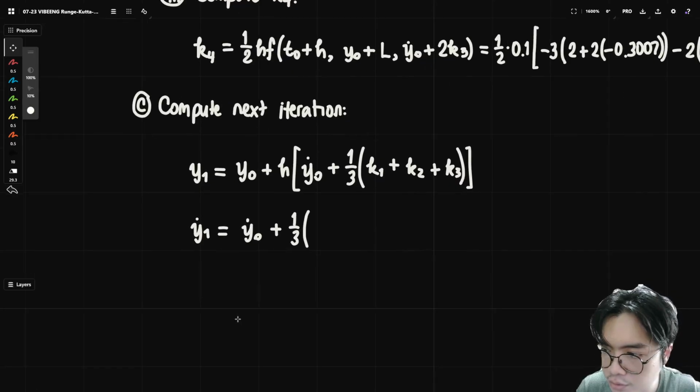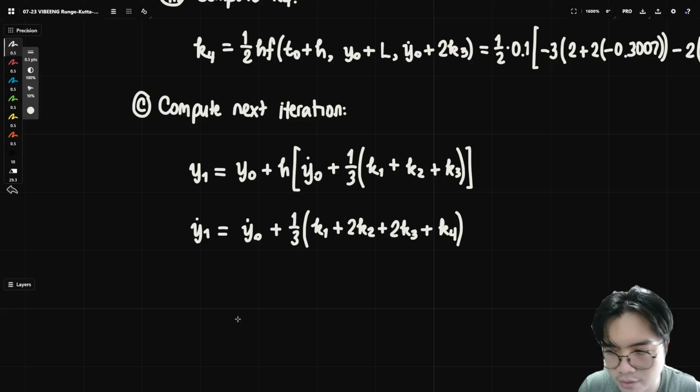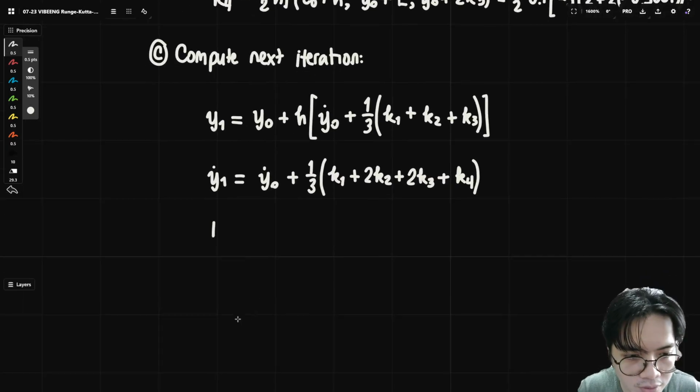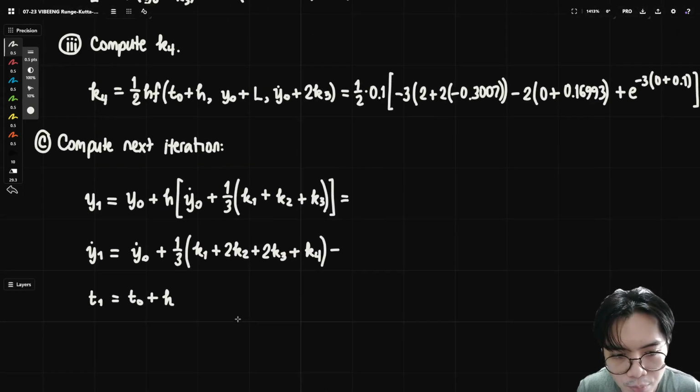And then, ito yung makikita natin kind of the same as before. Right? K1 plus 2k2 plus 2k3 plus k4. Right? And then finally, of course, our new time will be our old time plus our step size. Right? So let's just compute all of this.